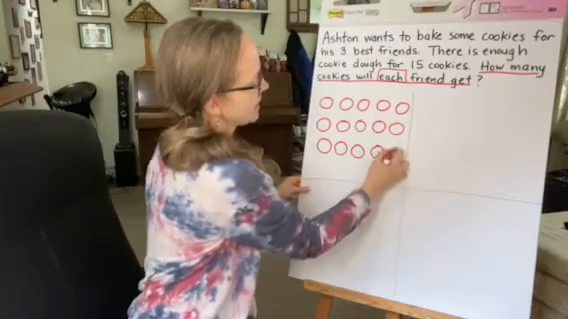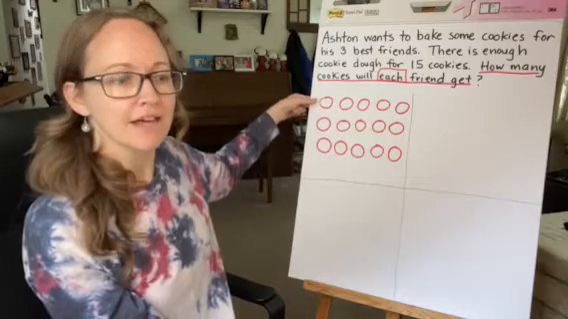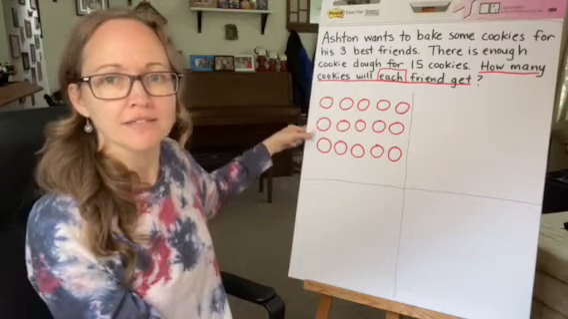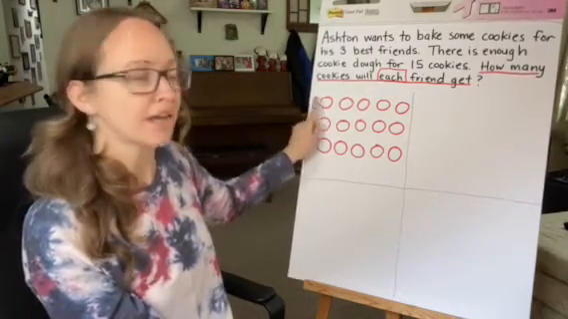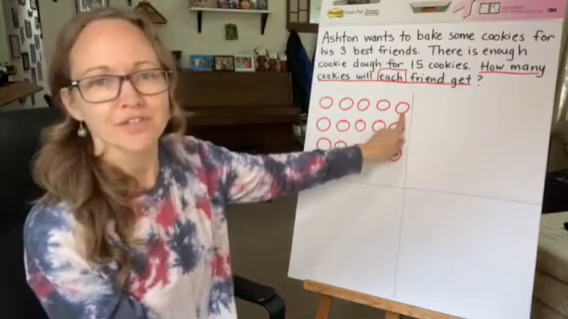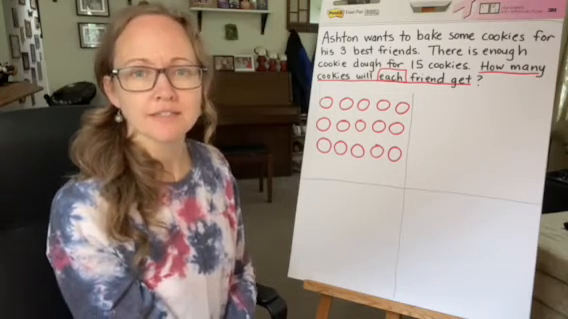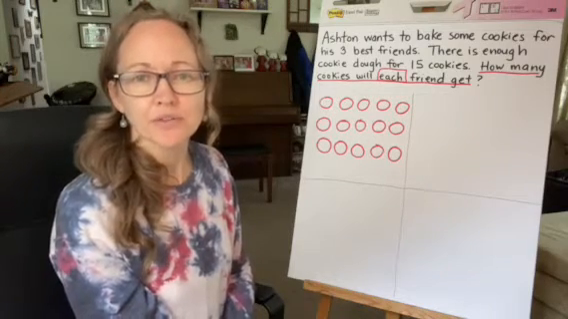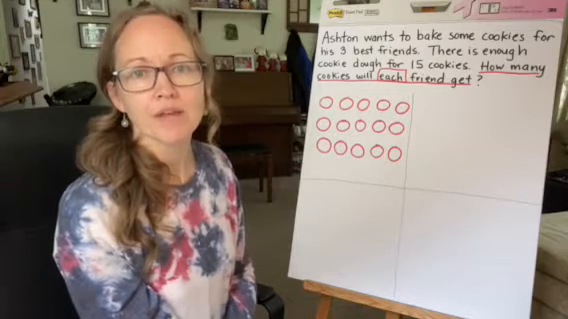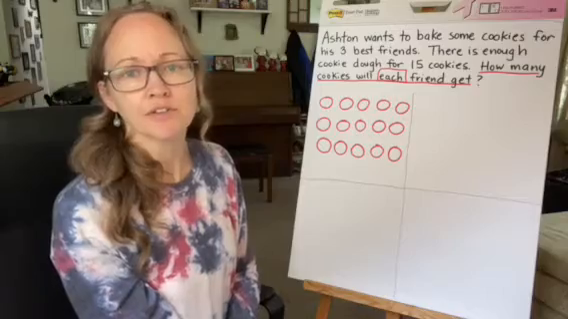13, 14, 15. So now that we have our array, we can see that Ashton's 3 friends will each get 1, 2, 3, 4, 5 cookies. Now let's see what this problem looks like if we solve using skip counting. Because there are 3 friends, we will skip count by 3, however many times it takes until we get to 15.